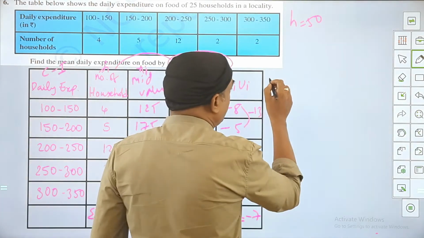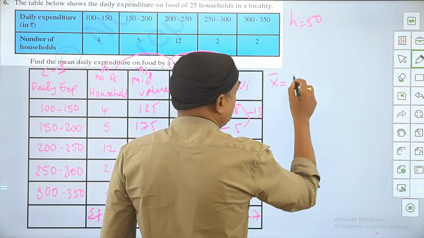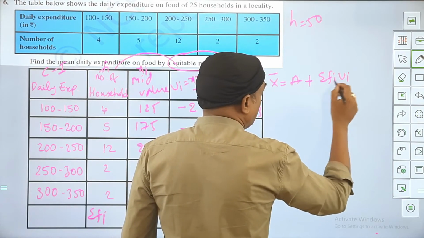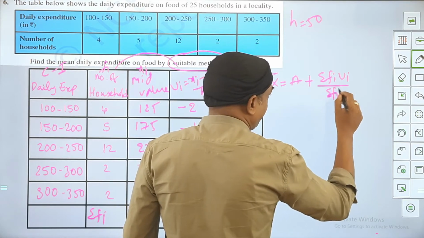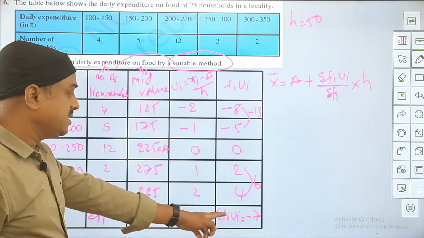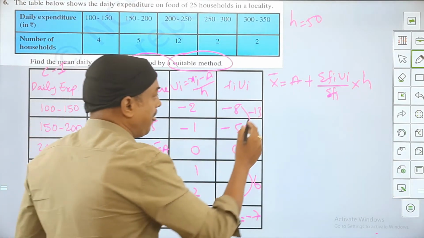Now what is the formula, friends? X bar is equal to A plus summation fi ui upon summation fi into h. So we all know the values here. Summation fi ui. What is A?